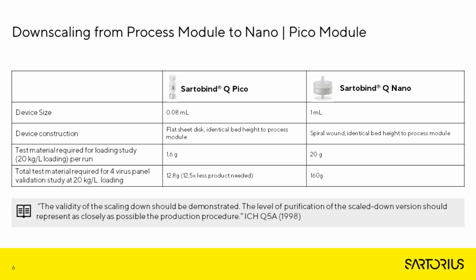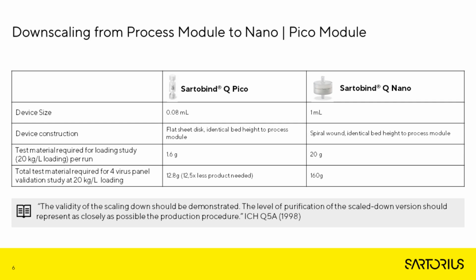So for our loading study, our aim was to load the membrane to a capacity of 20 kilograms of product per liter of membrane. And to do this, that would require 20 grams of product for each Nano run. So for the same loading capacity, the Pico would require only 1.6 grams for each run.